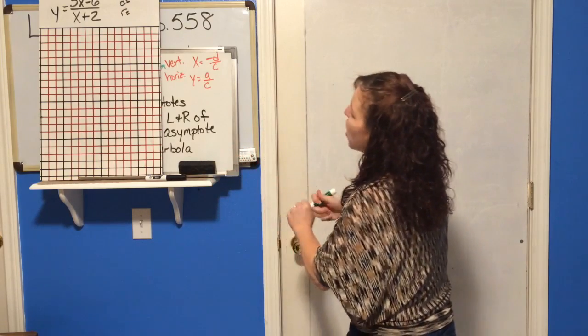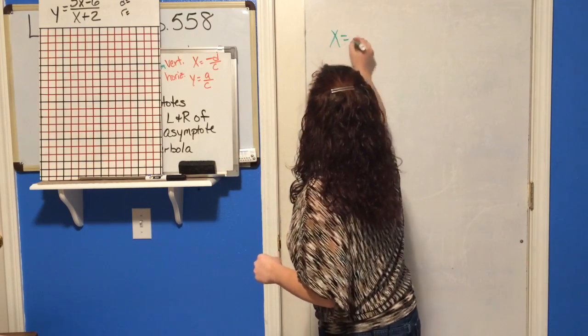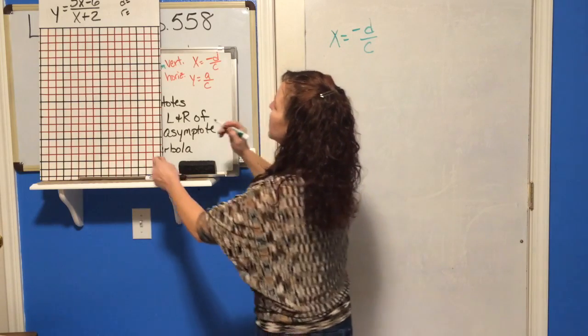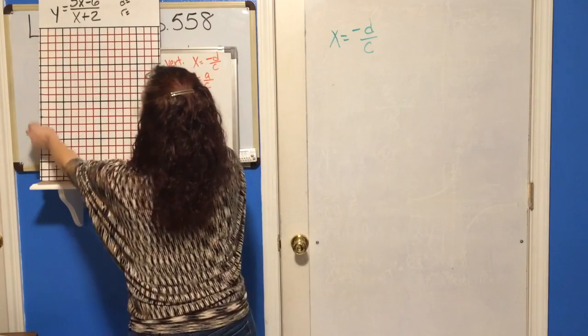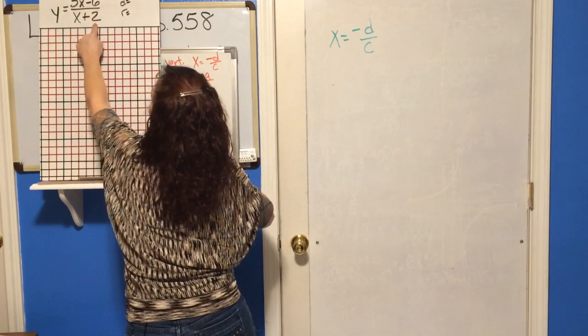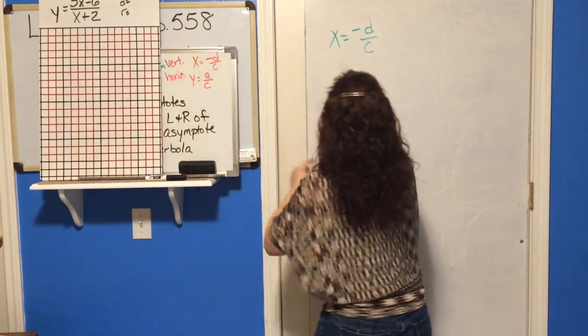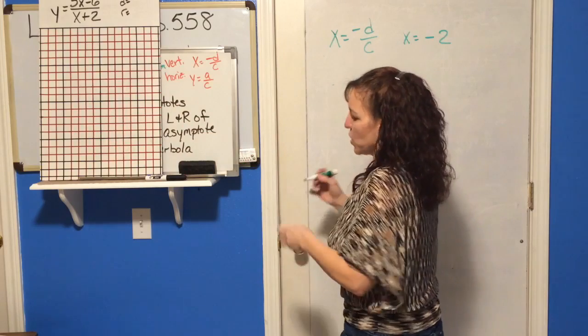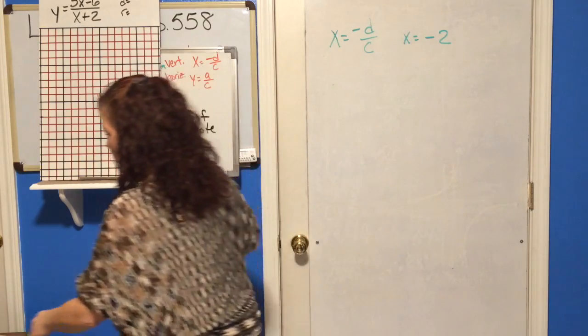Our asymptotes are x equals negative d over c. So what is the d and the c? Do you remember where those were? So this is a, b, c, d. So negative 2 over 1. So x equals negative 2. That's one asymptote. So let's find it on here.